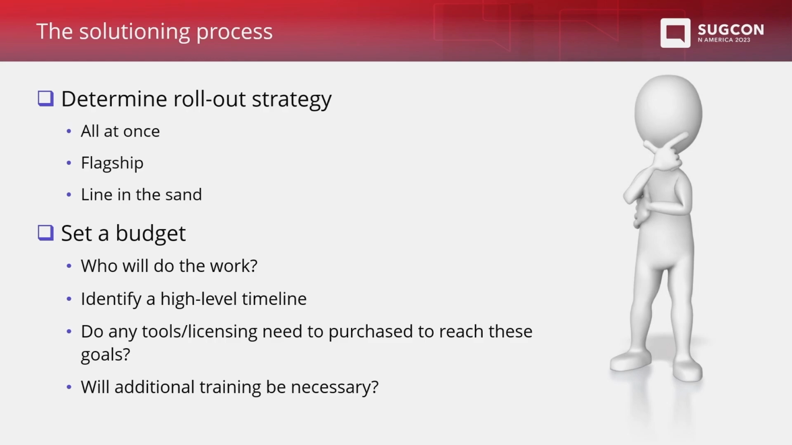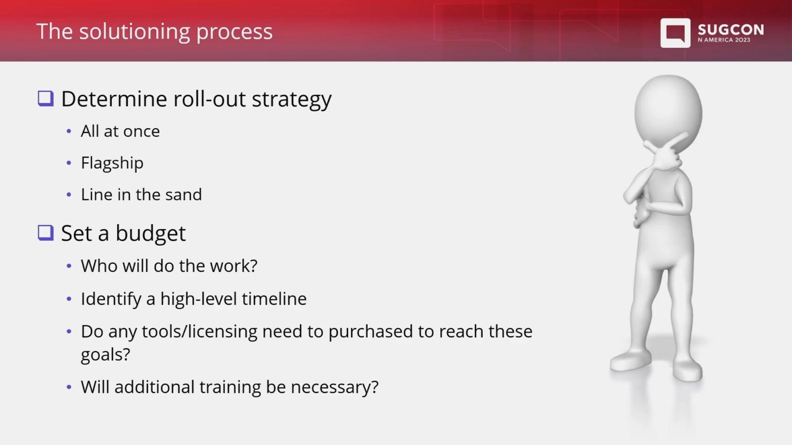And then, the B word, budget, finance, things like that. You have to identify who's going to do the work. Is it going to be internal? Is it going to be client? Are you going to bring in a third party to do the work? Identify a high-level timeline. Doesn't have to be super specific right now. That's what project managers are for. But you need to be able to say, okay, well, this effort is going to take a month, a week, a year, 2 years.